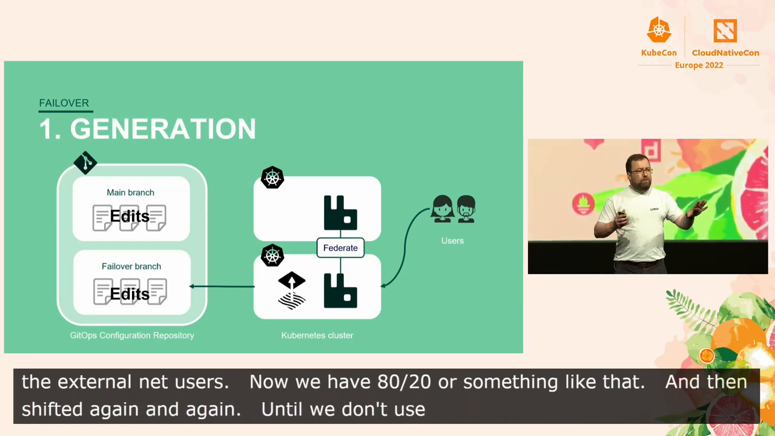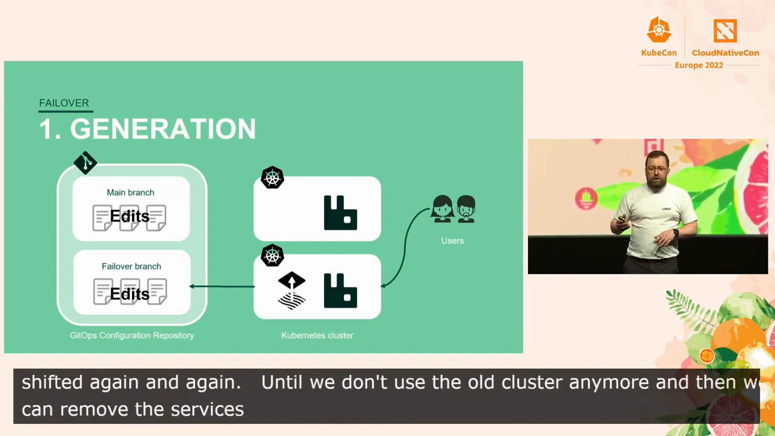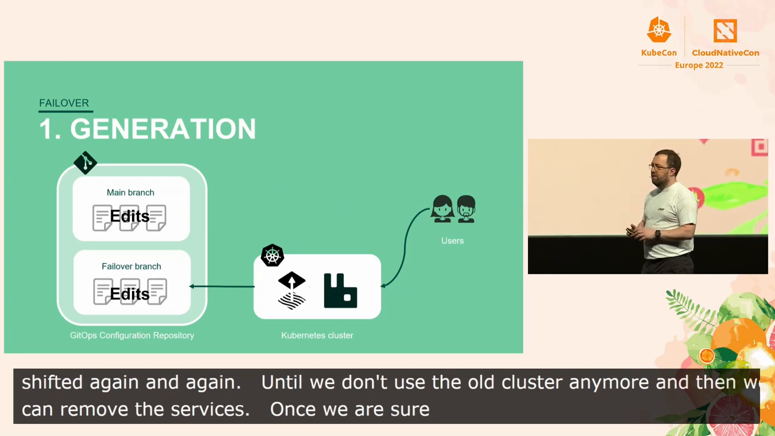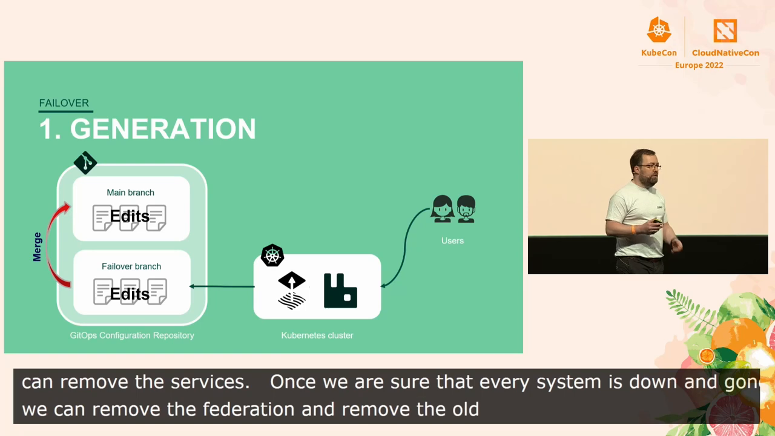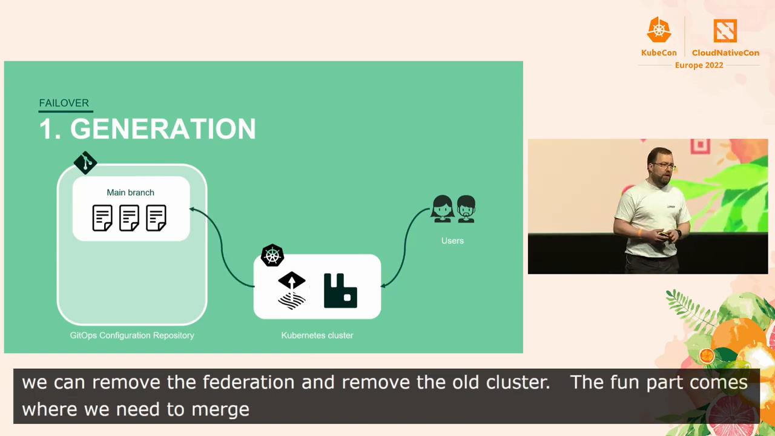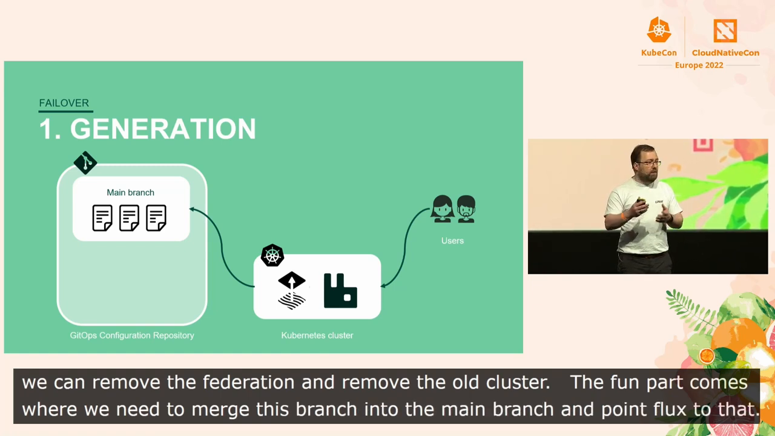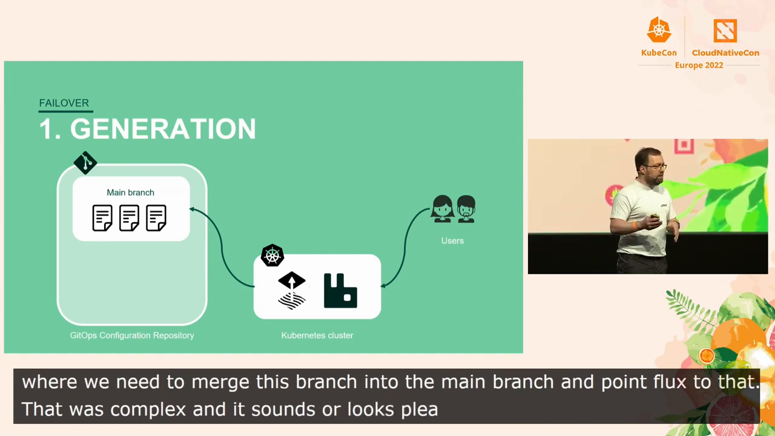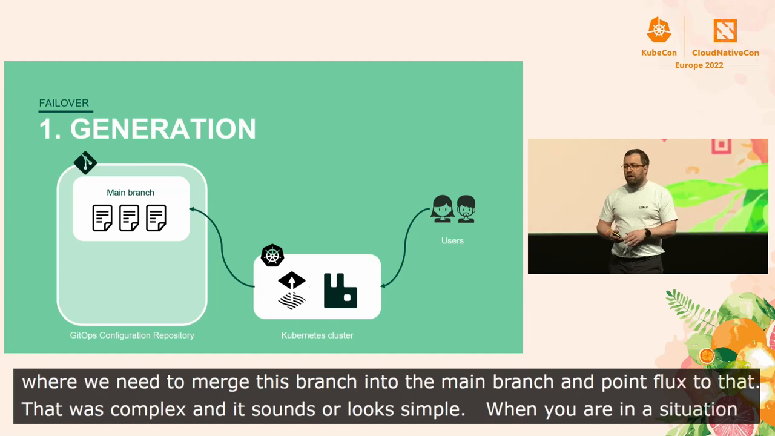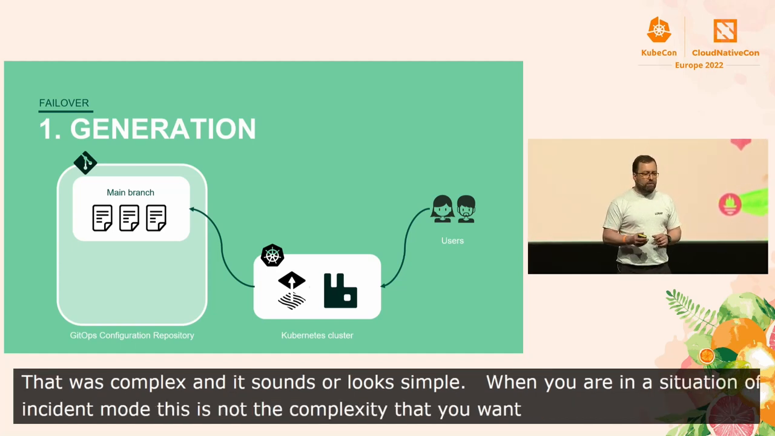Then we can remove the services, and once we're sure that every service is down and gone, we can then remove the federation, and we can actually remove the old cluster. And then the fun part comes where we need to merge this branch into the main branch and stuff like that, and point Flux to that. Whew, that was complex. It looks simple, but when you are in incident mode, this is not the complexity you really want. But we had the capability, so a lot of work went into this, so it's really awesome.